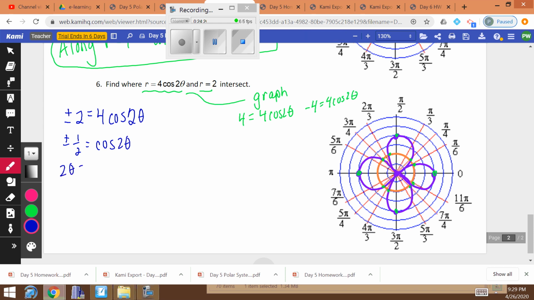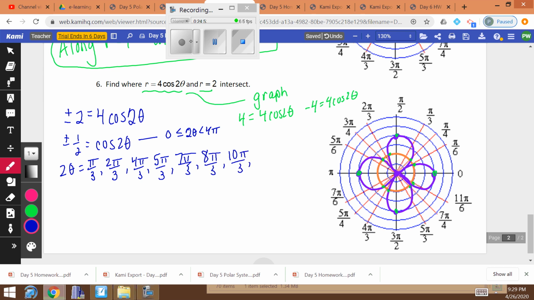I'm going to go kind of quick through this. Thinking where the cosine is 1/2, that'd be at pi over 3 and 5 pi over 3, and -1/2 as well, 2 pi over 3 and 4 pi over 3. But we need to go all the way to 4 pi for our interval, so we'd have to double everything. Add 2 pi to everything, take one more loop around. So we get 7 pi over 3, 8 pi over 3, 10 pi over 3, and 11 pi over 3.